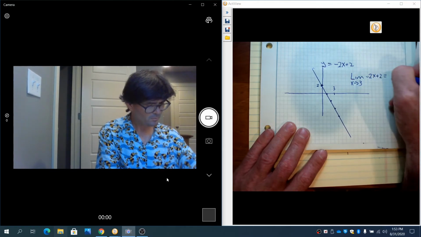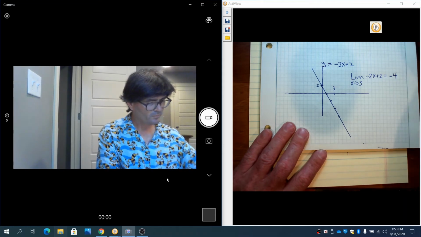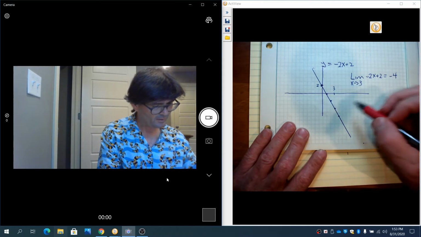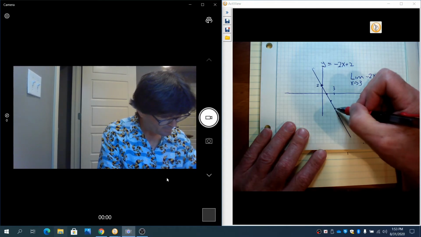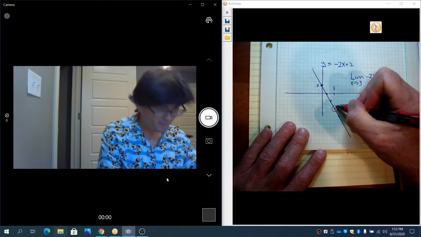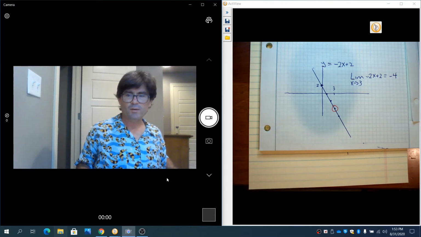Okay. So I told you that the limit as x went to 3 of negative 2x plus 2 was equal to negative 4. I'm going to circle the neighborhood again here. This is x equals 3. So if you come down here and I put a little circle right around that point, that region around the point, not the point itself, is my neighborhood.